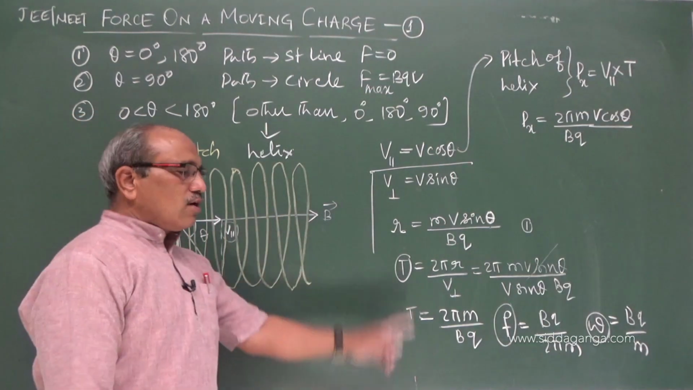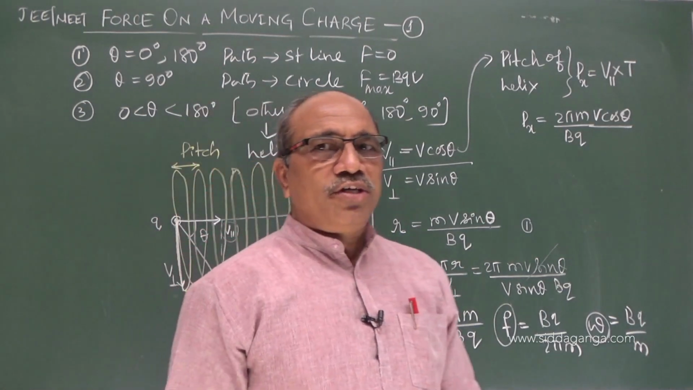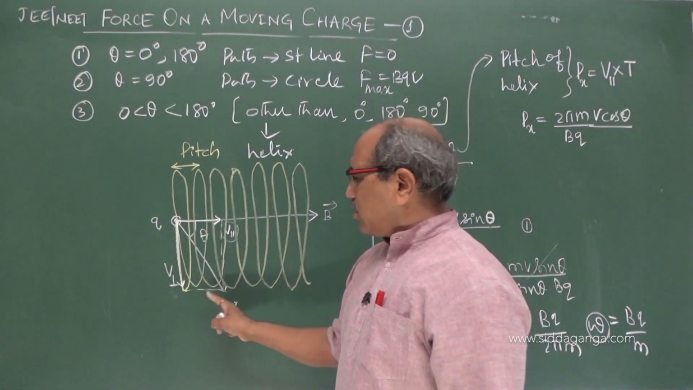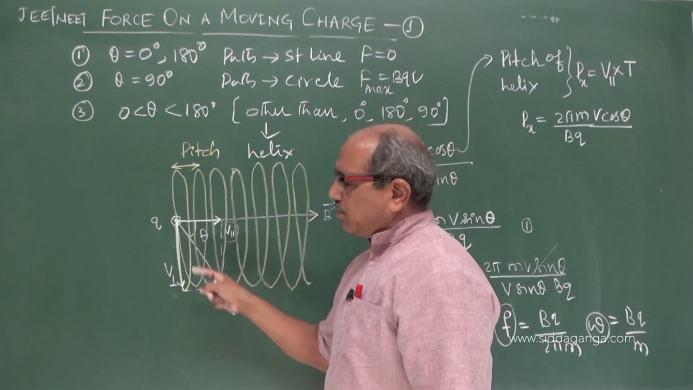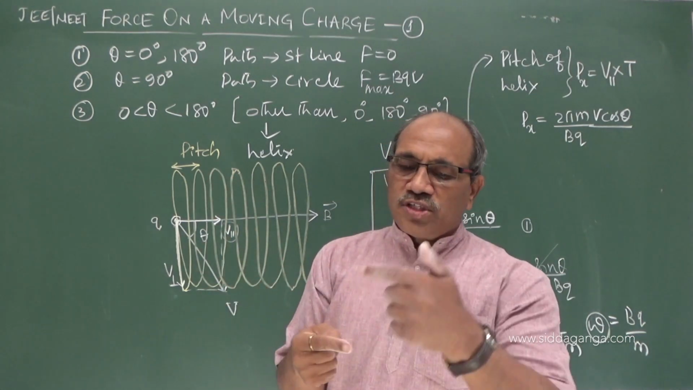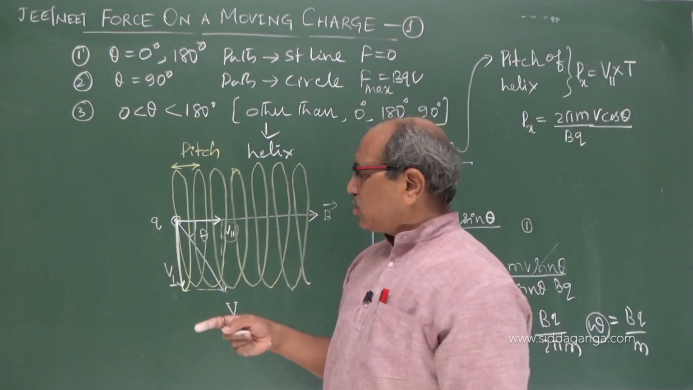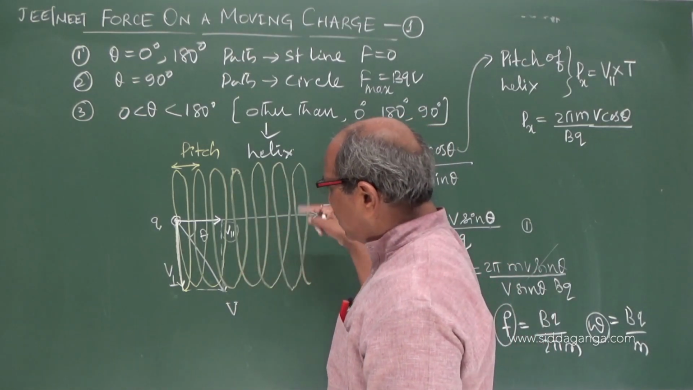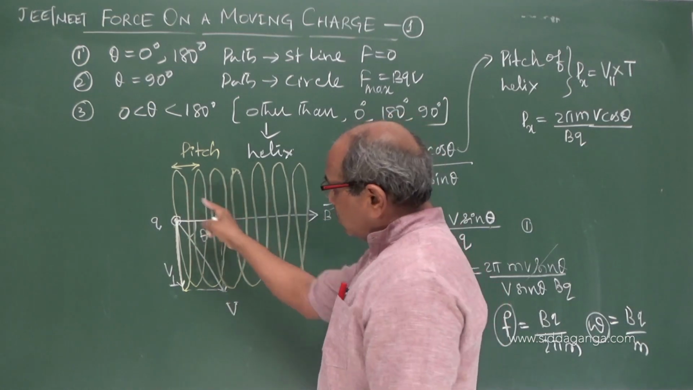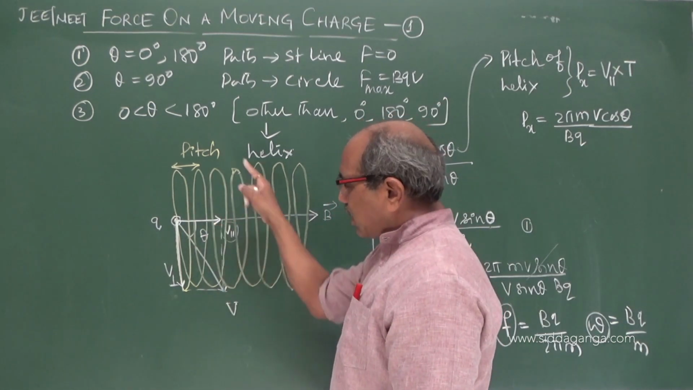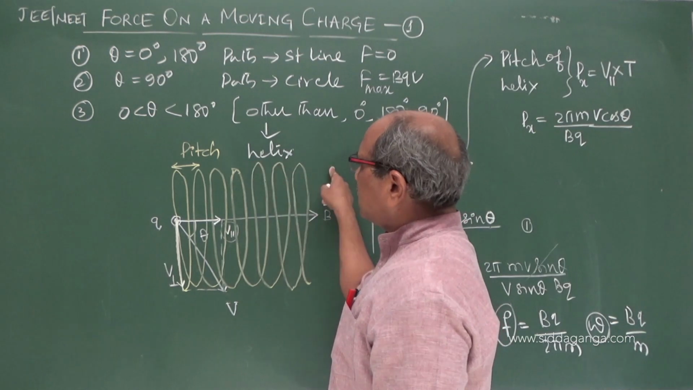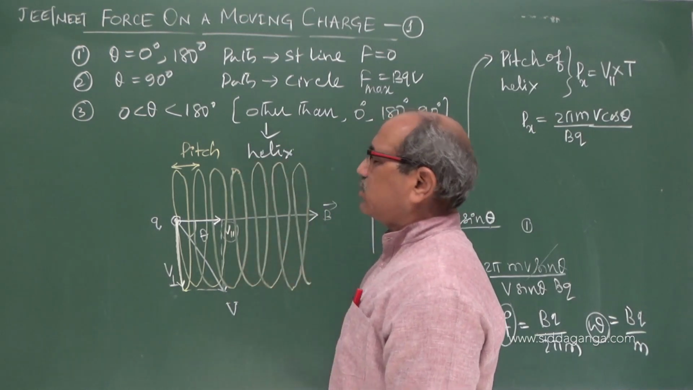The parallel component of B asks the charge to travel along a straight line, while the perpendicular component of velocity asks it to describe a circle. The combined motion is slowly advancing. While describing the circle, the charge slowly advances towards the right, advancing in one direction, and this kind of path traced we call a helix.